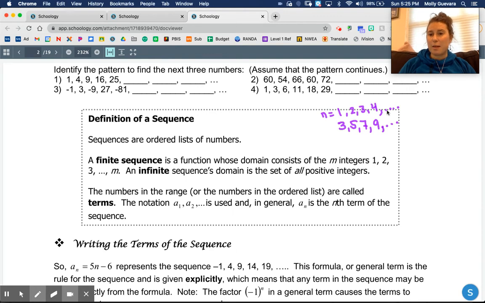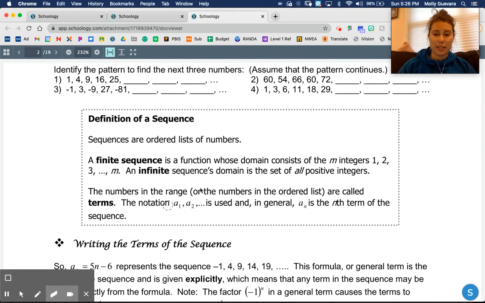There are infinitely many terms. A finite sequence is one where the number of terms is set and you can count them. Whether or not you want to count them is something different. But a finite sequence basically has an ending, whereas an infinite sequence, the number of terms goes on forever. So hopefully that makes sense.